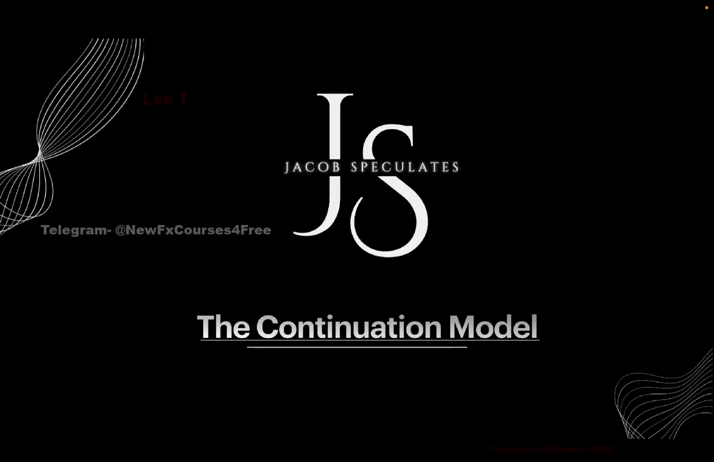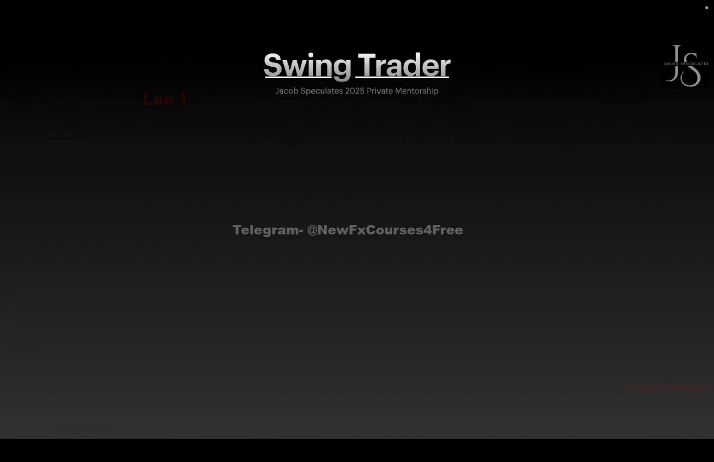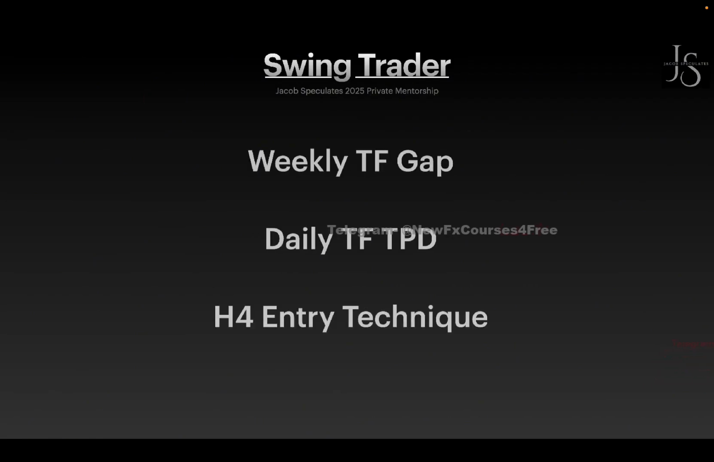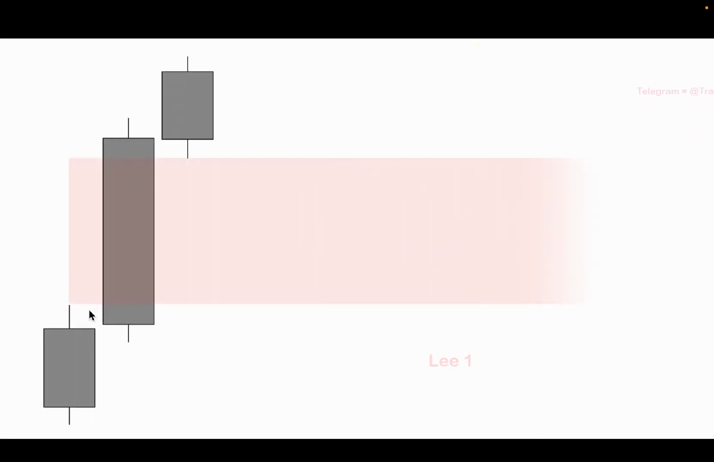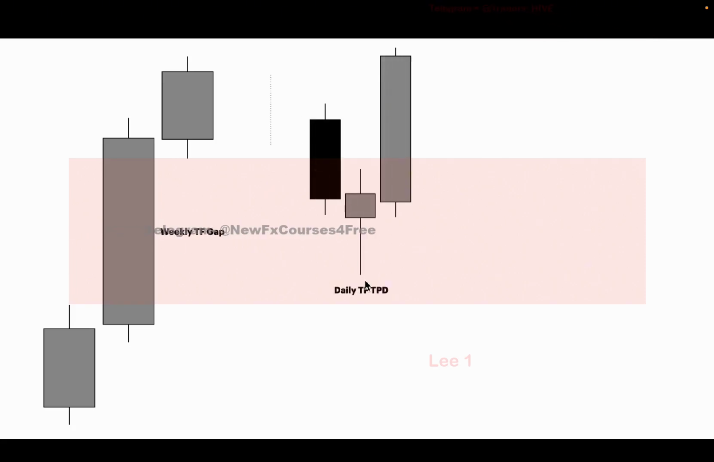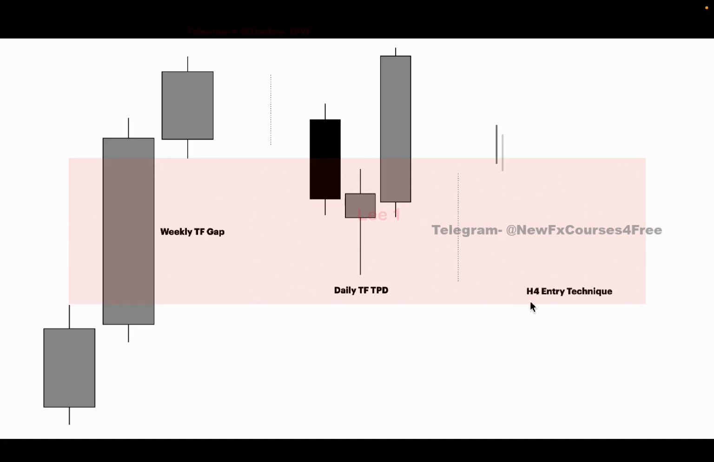This one will be focused on the continuation model. So getting right into it with the swing trader. The swing trader sequence is a weekly time frame gap, a daily time frame TPD, and then a 4-hour entry technique. As you all know with the same diagram from the last core content lecture, you'll have that fair value gap, in this case being a weekly time frame fair value gap, and then a daily time frame TPD following shortly after inside of the gap, and then within that daily time frame TPD you'll have a 4-hour entry technique.